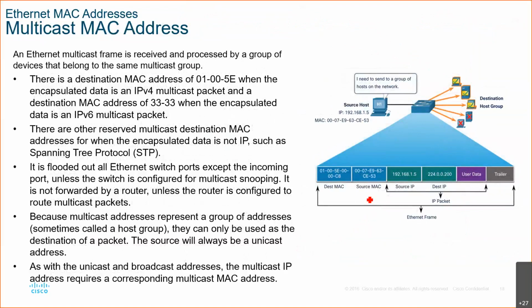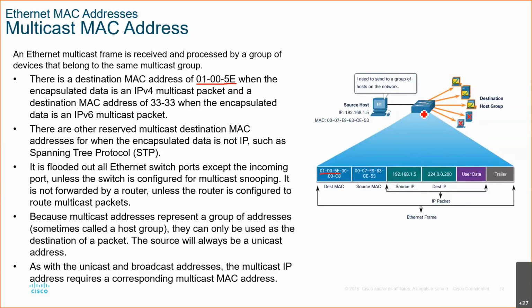Multicast means you send it to a series of computers, not all the computers. It's a group of devices. If your destination MAC address starts with 01005E, these 3 bytes, then you know that you're sending multicast.